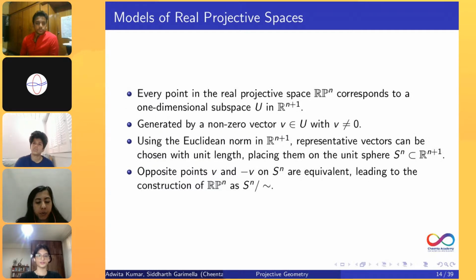So, models of real projective spaces. Every point in the real projective space RP^n corresponds to a one-dimensional subspace U in R^(n+1), generated by a non-zero vector v in U, with v not equal to 0. Using the Euclidean norm in R^(n+1), representative vectors can be chosen with unit length, placing them on the unit sphere S^n in R^(n+1). Opposite points v and -v on S^n are equivalent, leading to the construction of RP^n as shown.